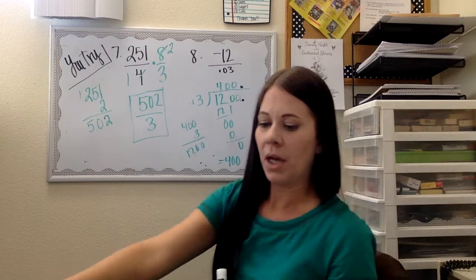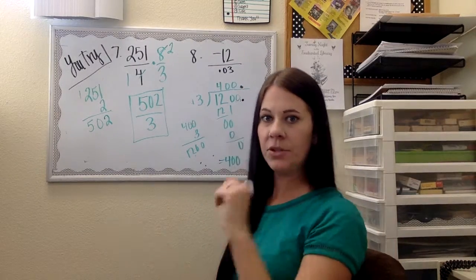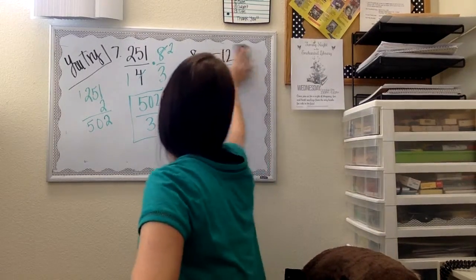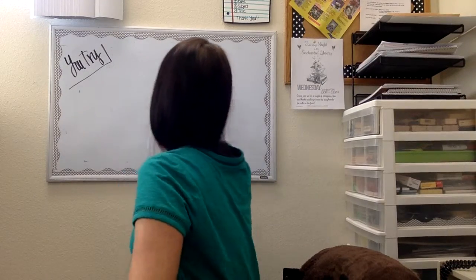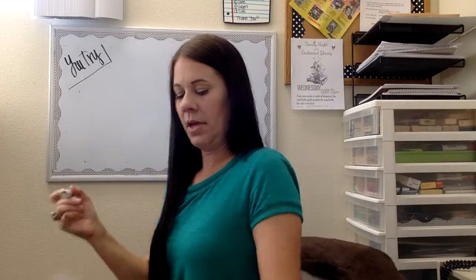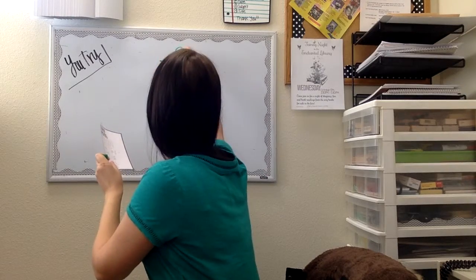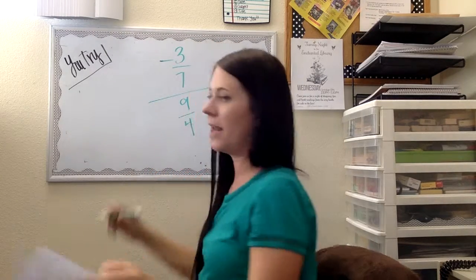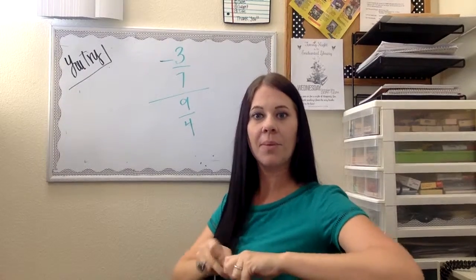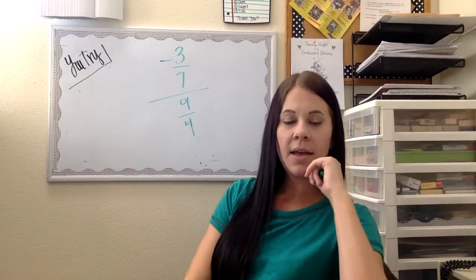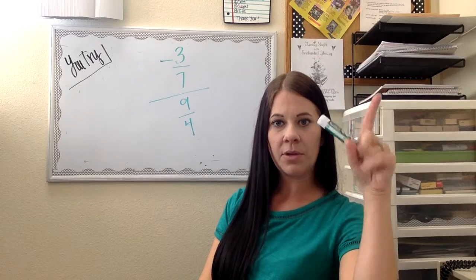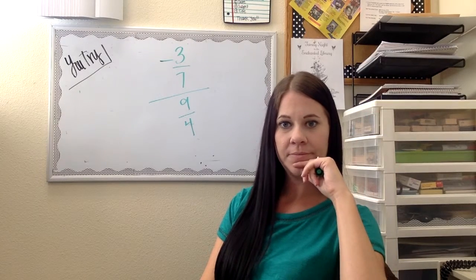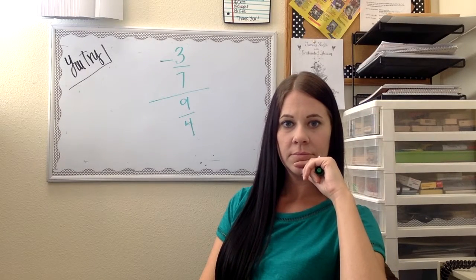Okay? All right, we have one more problem to do. That makes it number 9. And that is negative 3 over 7 divided by 9 over 4. I wrote that huge because I'm about to erase it and make it in a format I want to use, but I want you to pause and see if you can do it on your own. Okay.